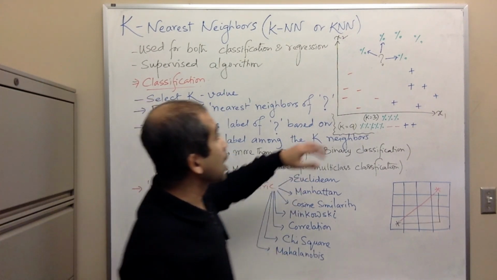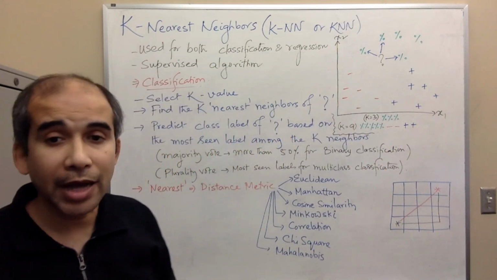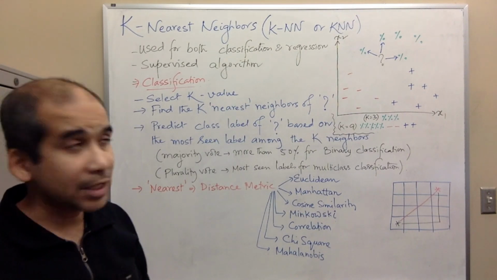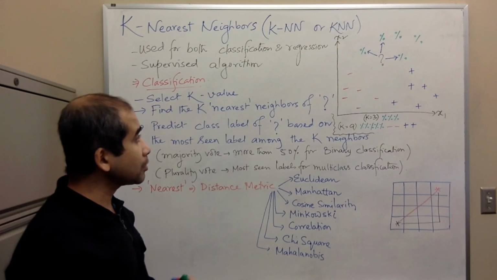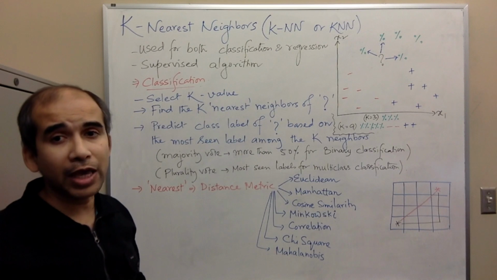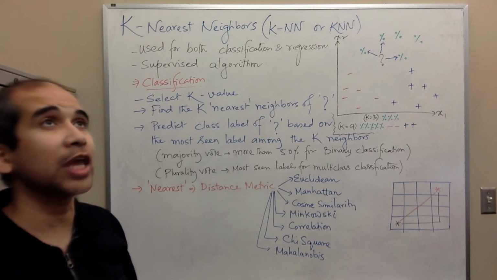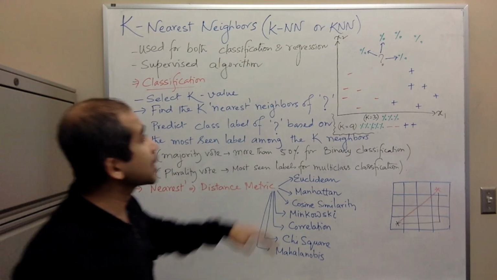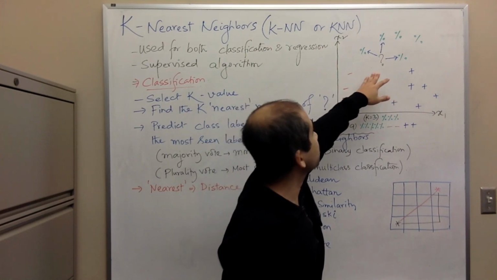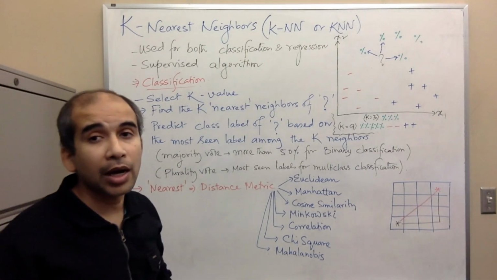Now let's say this question mark is a new data item, and we do not know which class it should be classified into. The KNN algorithm can do that. How does it do that? It first selects a k value. K is a parameter of the algorithm, so you have to choose which k is good. Let's say here we choose k equal to 3.